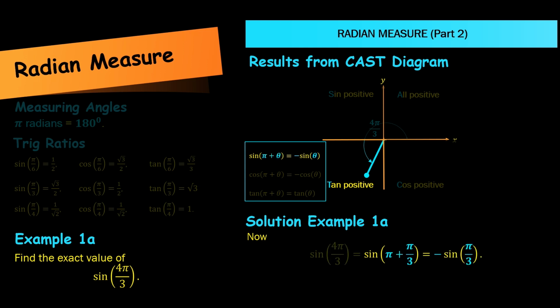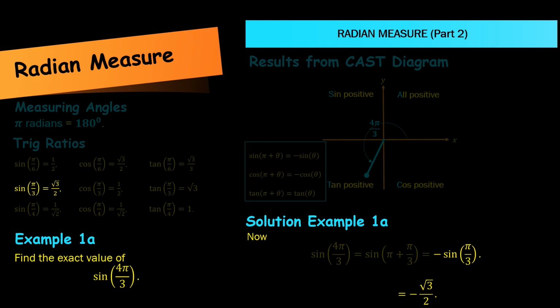And therefore we can conclude that sine of pi plus pi by 3 equals minus sine pi by 3. Now from our trig ratios, we know that sine pi by 3 equals root 3 over 2. And therefore minus sine pi by 3 equals minus root 3 over 2. And so we have that sine 4 pi by 3 equals minus root 3 over 2, as shown on your screen.